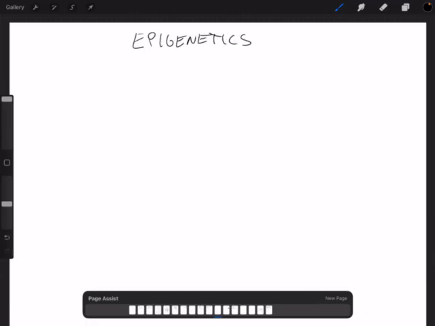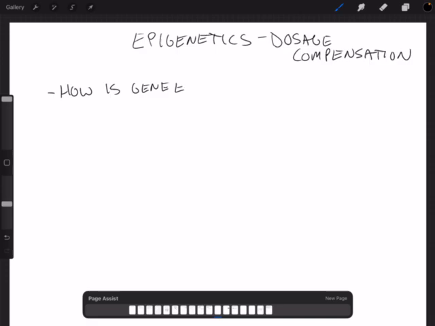There's an area of epigenetics that we are going to talk about a little bit more in depth, and that is going to be dosage compensation. Okay. So the question then is, how is gene expression on sex chromosomes regulated?